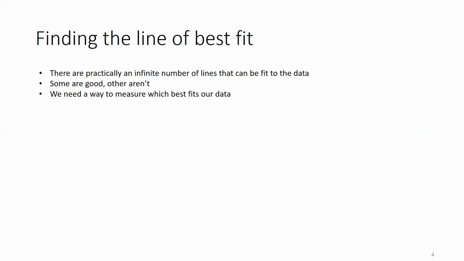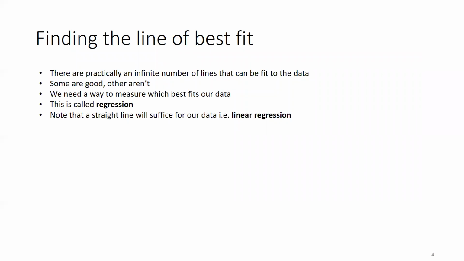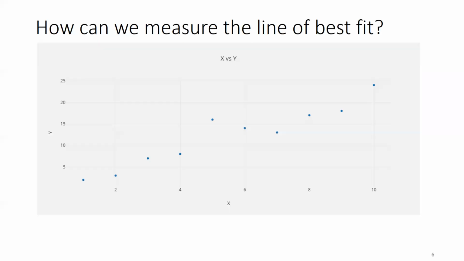Let's think of how we can measure how well a line fits our data in the first place. Just a comment: because we're looking at linear regression, we're just looking at a straight line. It's very simple, but you can have other types of regression, like polynomial, where we have these nice curved lines and splines and so on. But this is just linear regression today.